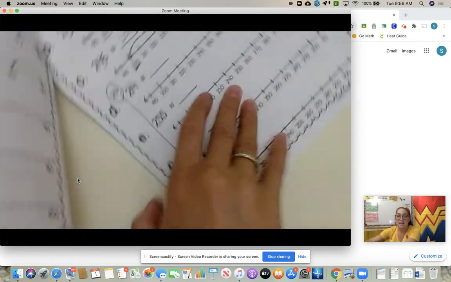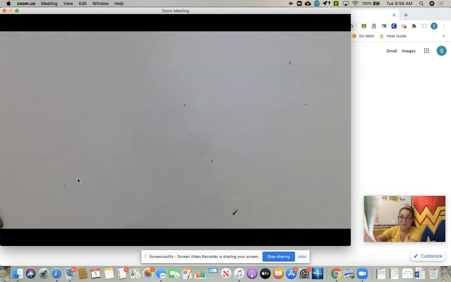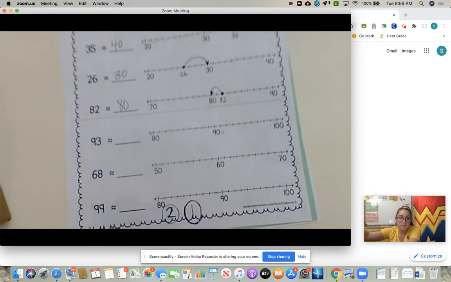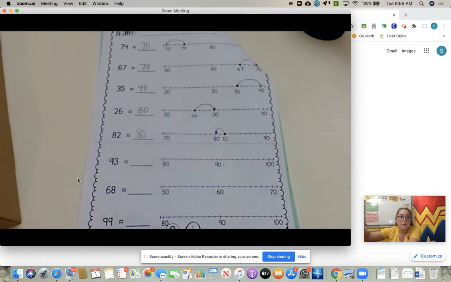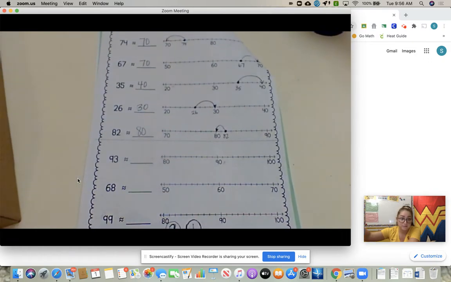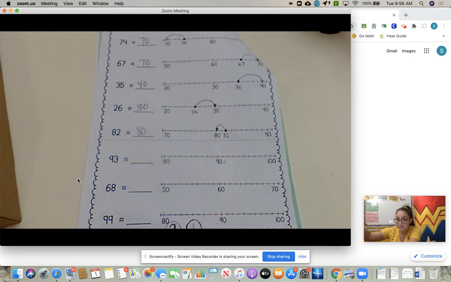And then I set the timer for 10 minutes, and I had the students work on their own on page 2. And then we went over the answers. Whatever they didn't finish is for homework.